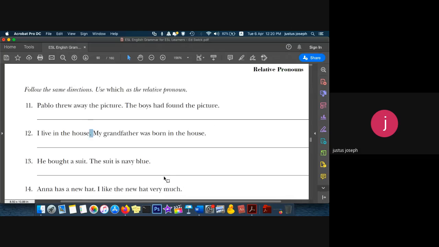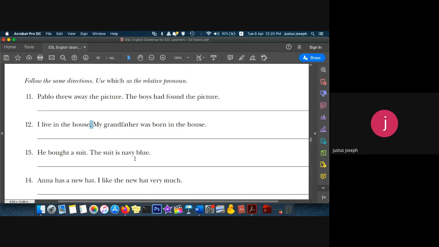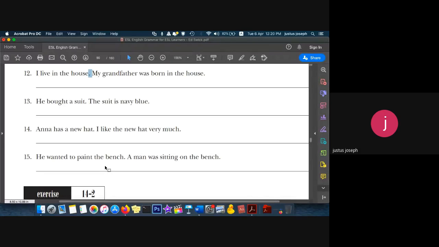He bought a suit. The suit is navy blue. Simple. He bought a suit which is navy blue. Anna has a new hat. I like the new hat very much. How will you call new hat? Can I call it which? Yes. Anna has a new hat which I like very much.